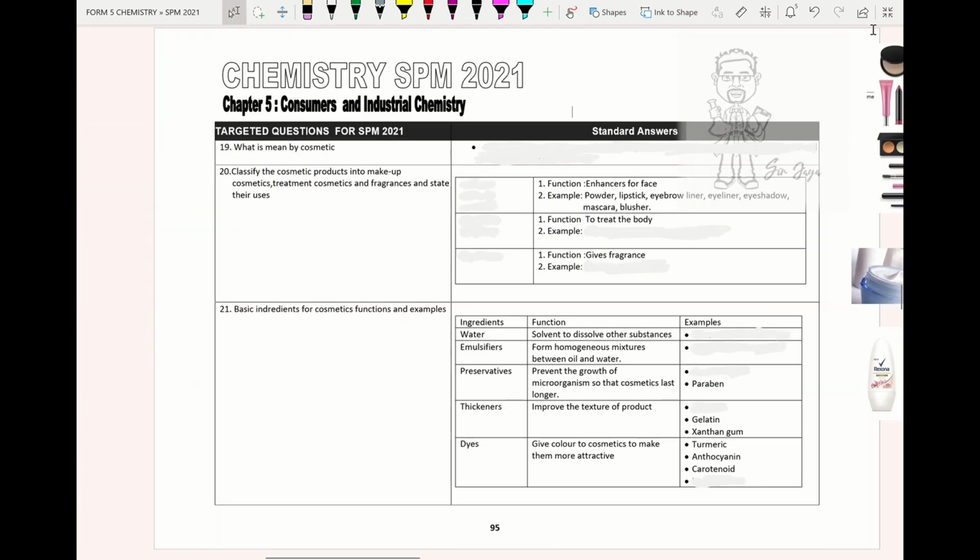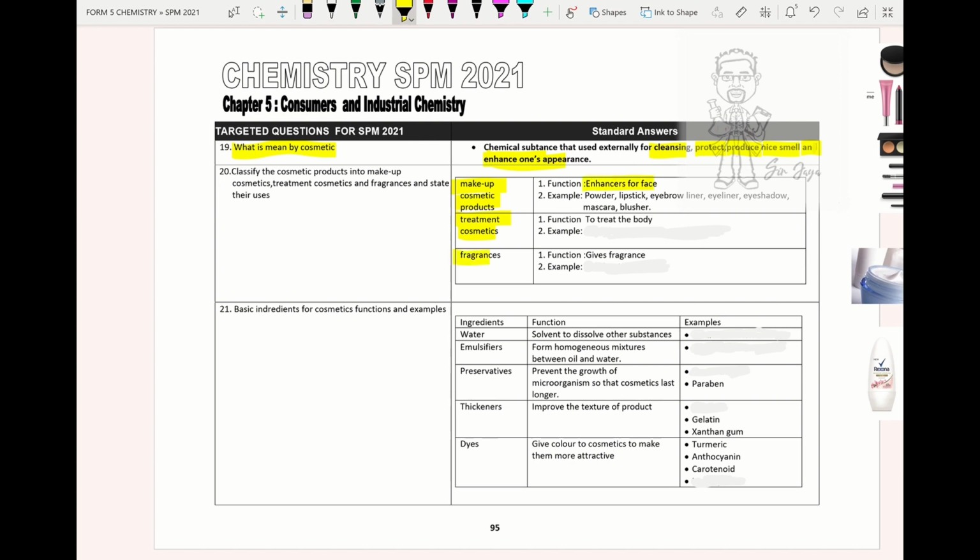Question number 19, what is meant by cosmetics? Cosmetic is a chemical substance used externally for cleansing, protecting, producing a nice smell, and enhancing or improving one's appearance. There are three classes of cosmetics. Number one is makeup cosmetic. Number two is treatment cosmetic. And number three is fragrance.